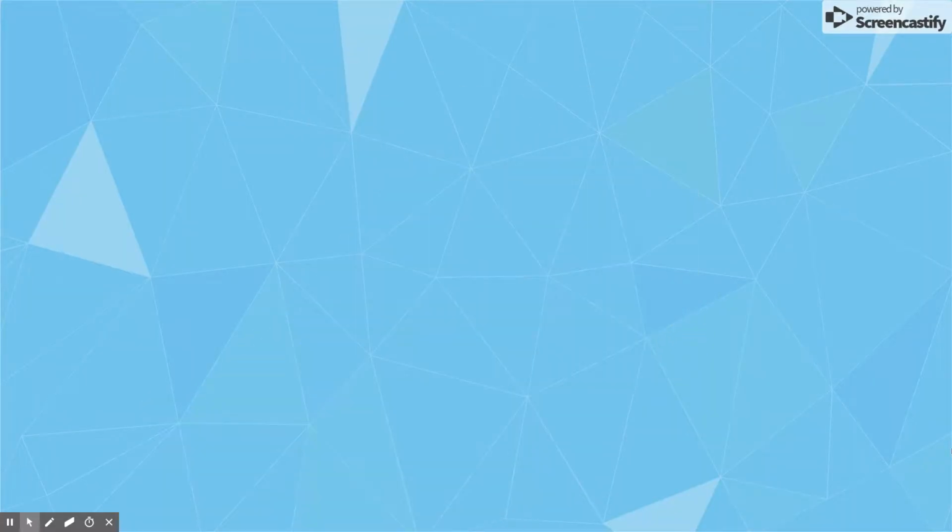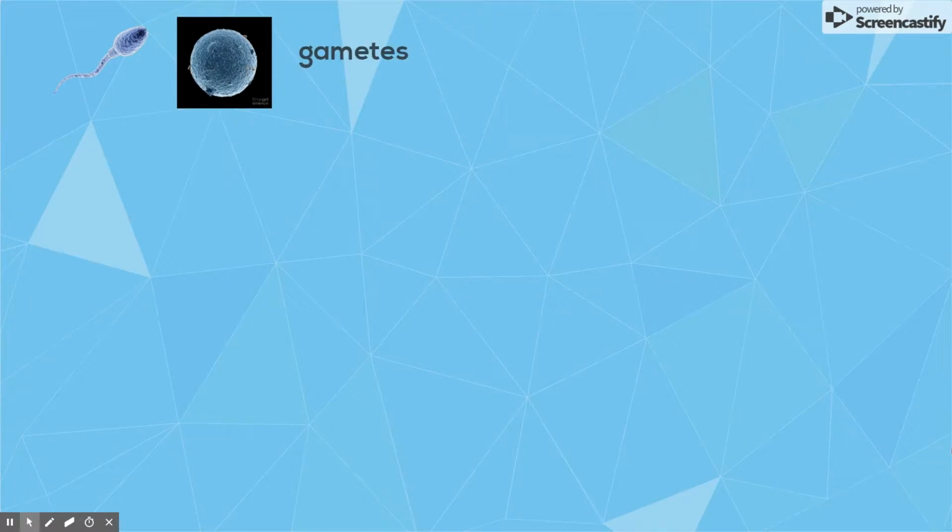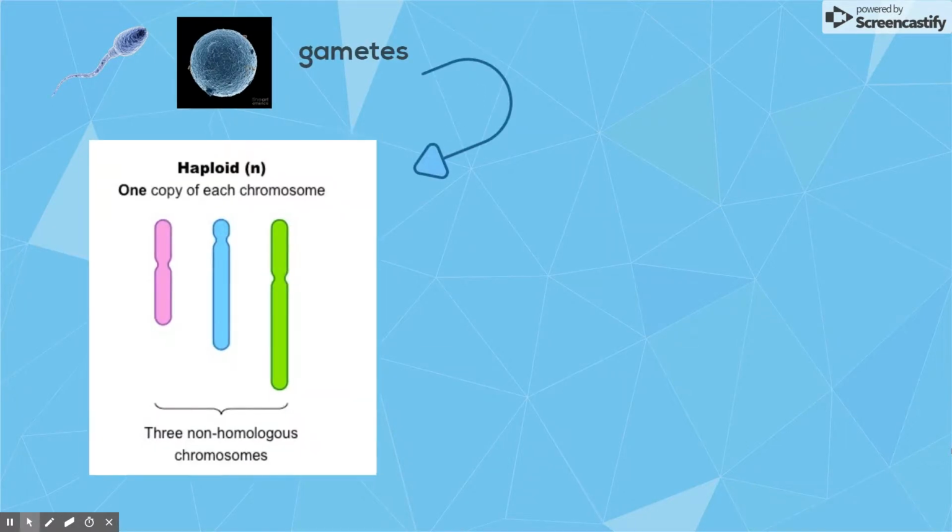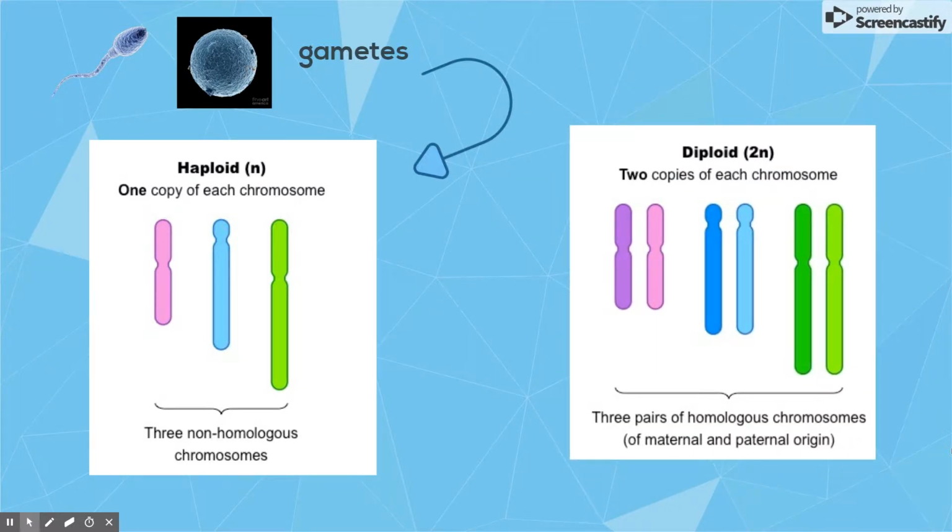Let's start with haploid and diploid cells. Sex cells, sperm and eggs, are also called gametes, and they are haploid cells. This means that they have a single set of unpaired chromosomes, whereas diploid cells have 2 sets of chromosomes.